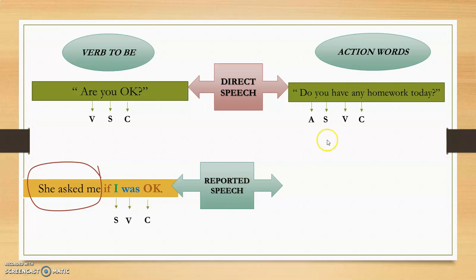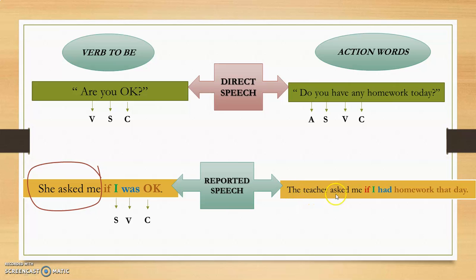Pay attention to what happened with the other example in reported speech. The teacher asked me if I had homework that day. The teacher asked me is the introductory sentence. Remember, the reporting verb on this occasion is asked. Don't forget the word if because it is a yes/no question, and pay attention to what happened with the order of the sentence. I had homework that day. We have to use I because the teacher asked me.